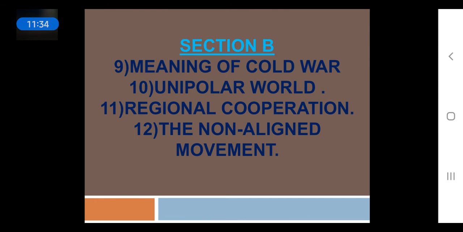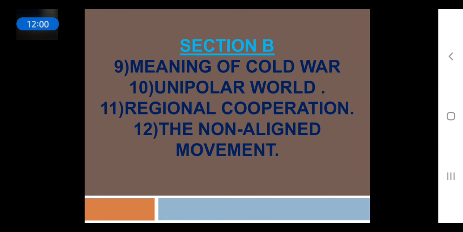The next one is number 10. You'll be studying the unipolar world. Over here you'll be studying India's relationship with the USA after 1991. What was the relationship of India with the USA after 1991? Such things, and unilateralism, the meaning of unilateralism, we'll study here in unipolar world.